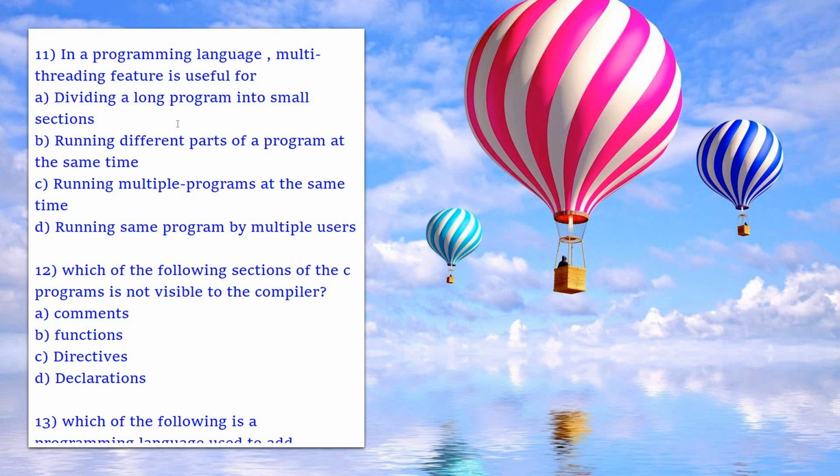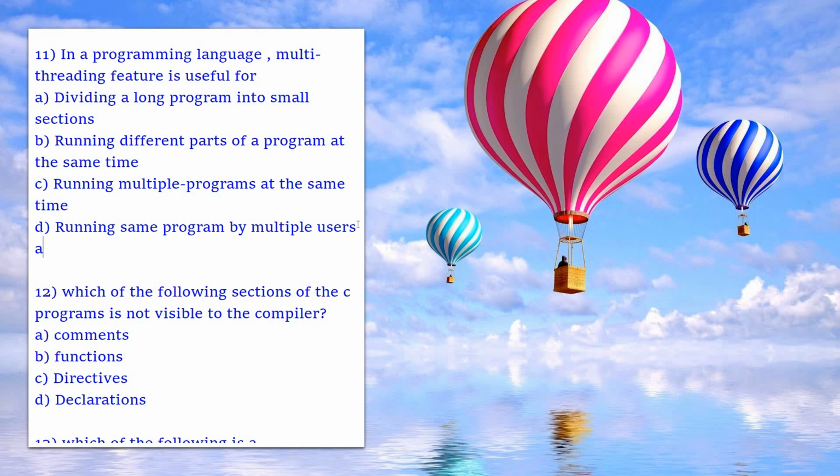So we shall see the options: dividing a long program into small sections, running different parts of a program at the same time, running multiple programs at the same time, and running the same program by multiple users. So multi is nothing but you're going to run multiple programs at the same time. So option C, running multiple programs at the same time, is the correct answer for this question.